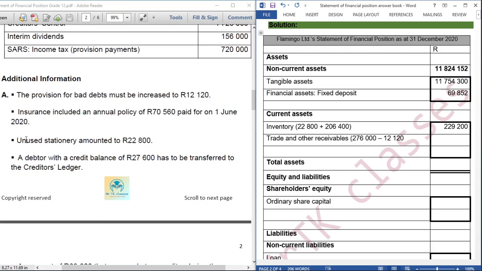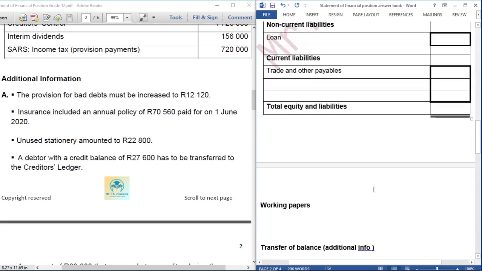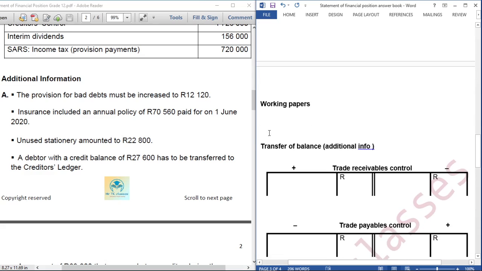Right, then let us move on to the next bullet. Insurance included an annual policy of 70,560 paid for on 1 June 2020. All right. So let us go to our working papers. We are going to say we are dealing with the trade and other receivables. Trade and other receivables. All right.